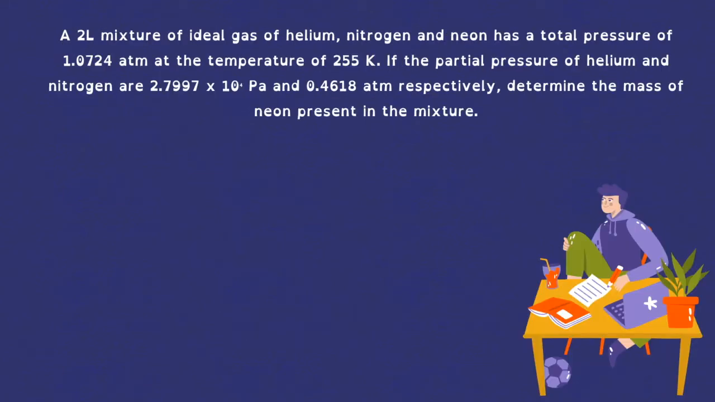Let's move on to question number 5. A 2-liter mixture of ideal gas of helium, nitrogen and neon has a total pressure of 1.0724 atm at the temperature of 255 Kelvin. If the partial pressure of helium and nitrogen are 2.7997 × 10^4 Pascal and 0.4618 atm respectively, determine the mass of neon present in the mixture.